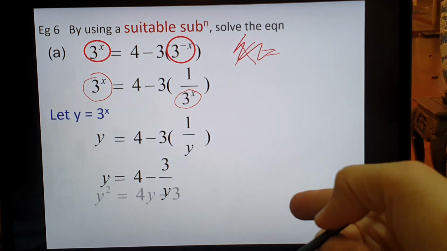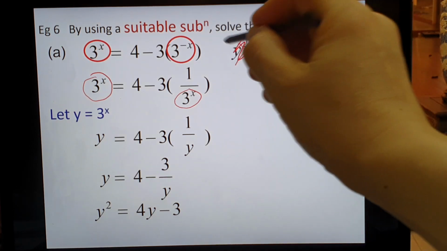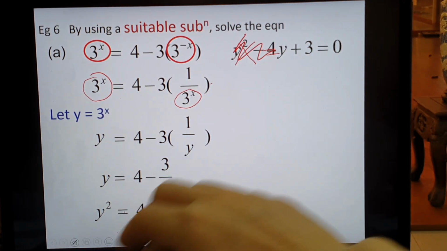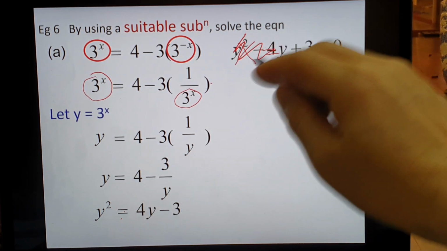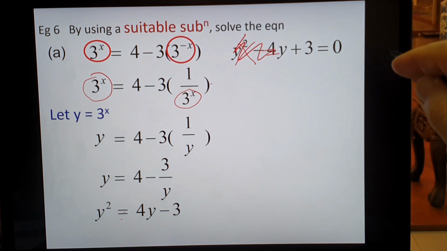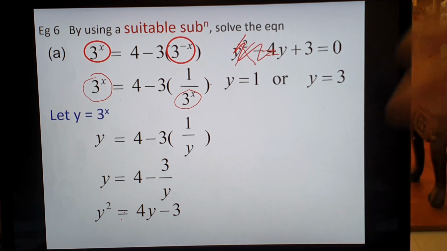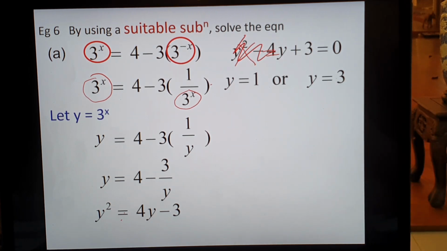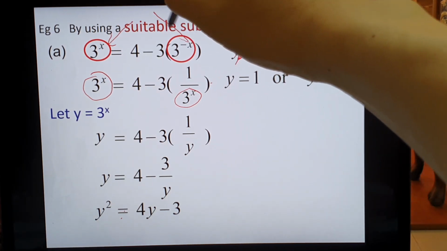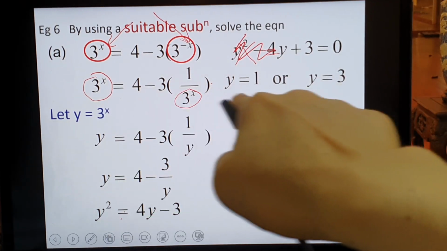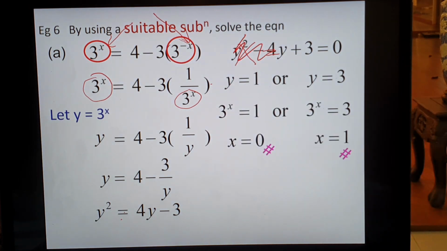Multiply throughout by y. Write it in the form ax squared plus bx plus c. Okay, never mind. You know, right, this one is just y squared minus y plus 3 equals 0. Then you factorize, you can work backwards. Okay, no problem. Now, is this the final answer? We said many times in class, this is not the final answer because your original equation, the unknown is x, not y. So you must bring back your x. Then you go and solve, that's it.